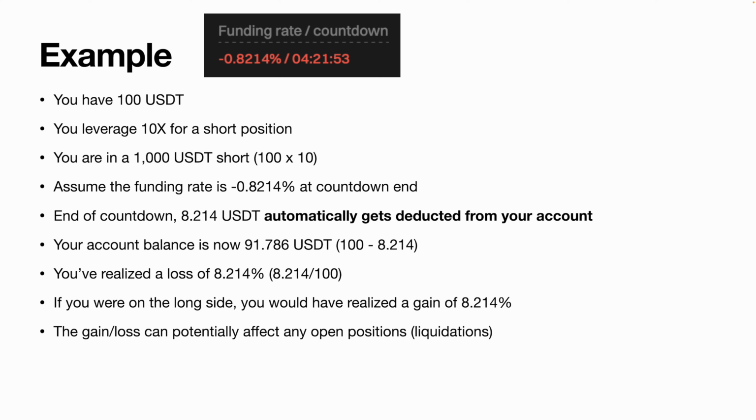However, if you are on the long side, you'd have 8.214 USDT added to your balance. As this affects your margin balance, it can also affect any open positions depending on how you collateralized it. This then brings me to my next point on isolated versus cross margin.